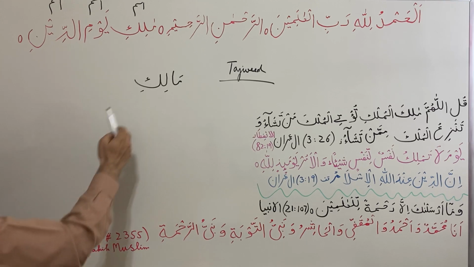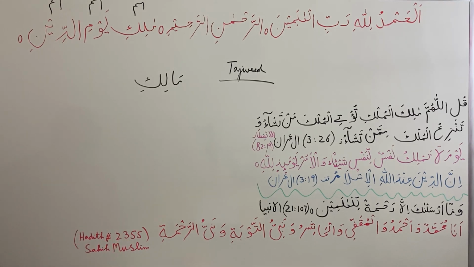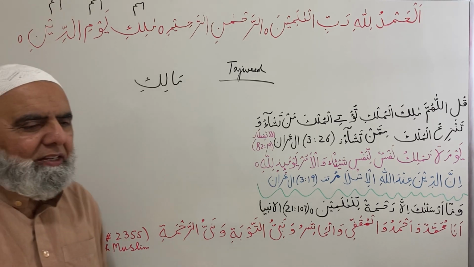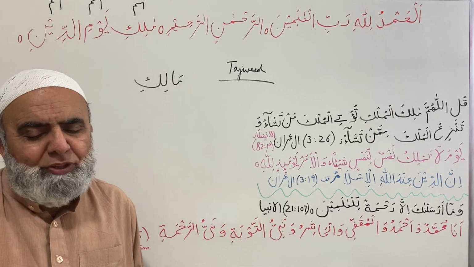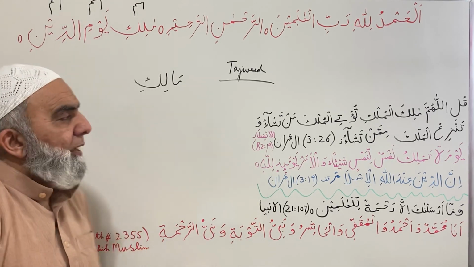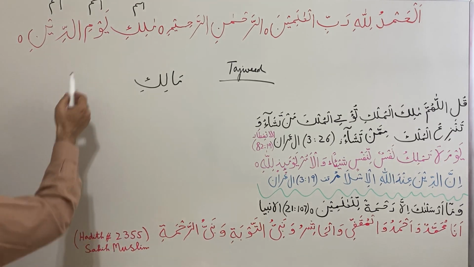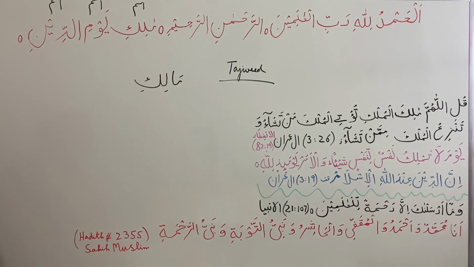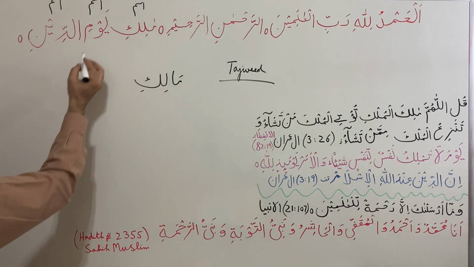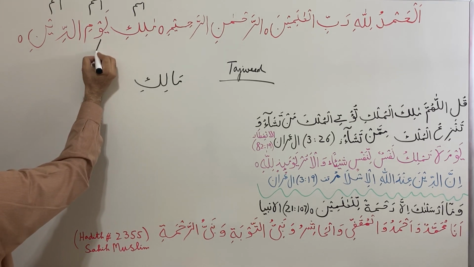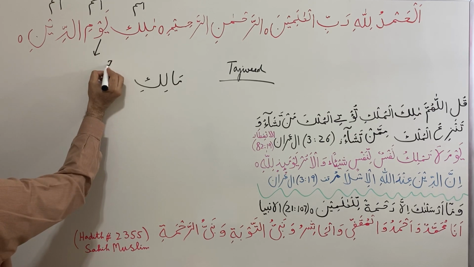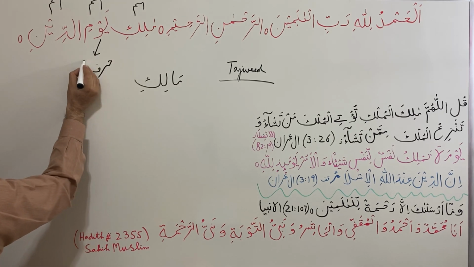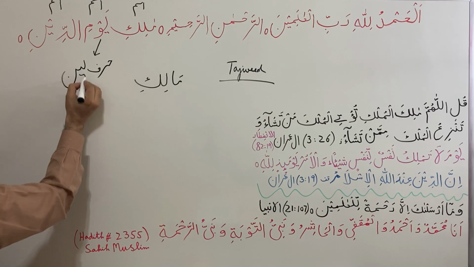First word we already talked, Maliki. After that the next word is Yawmi. In Yawmi there is also a tajweed rule here. Basically this is called harfe leen. Harfe leen.